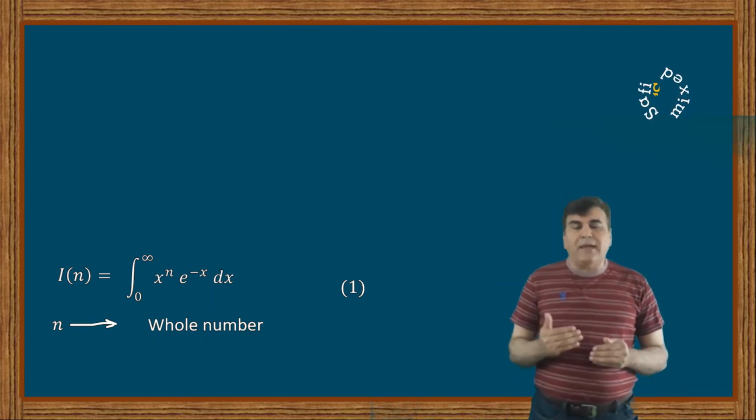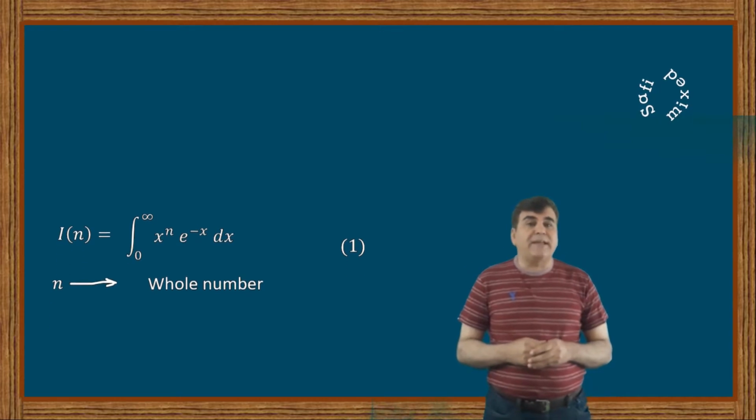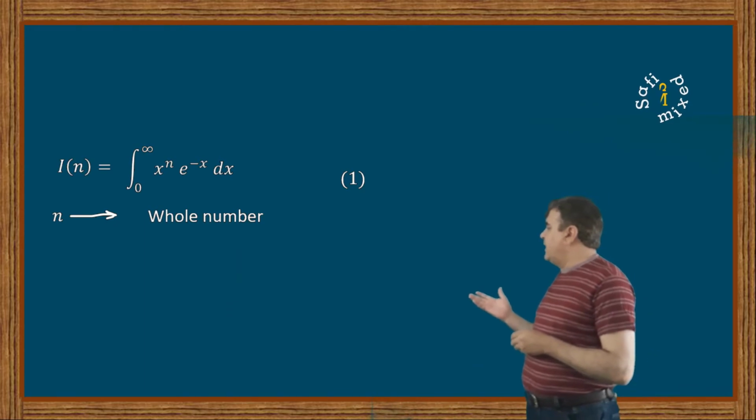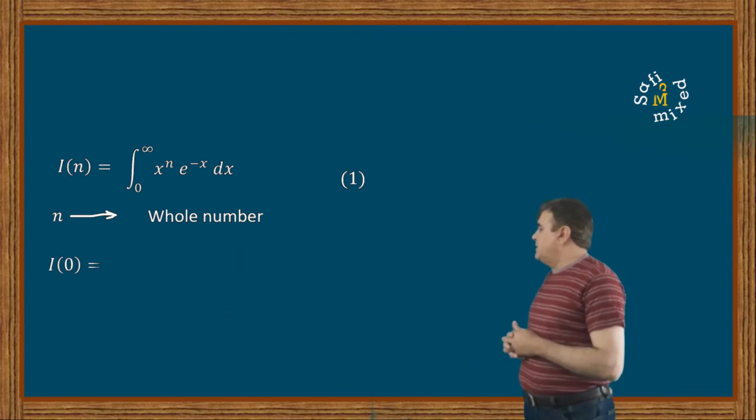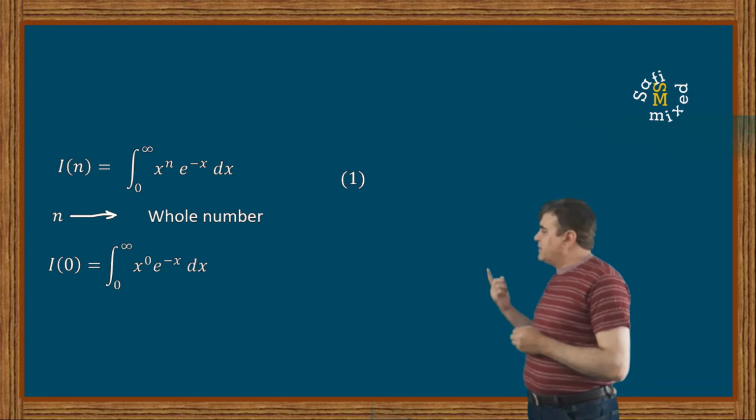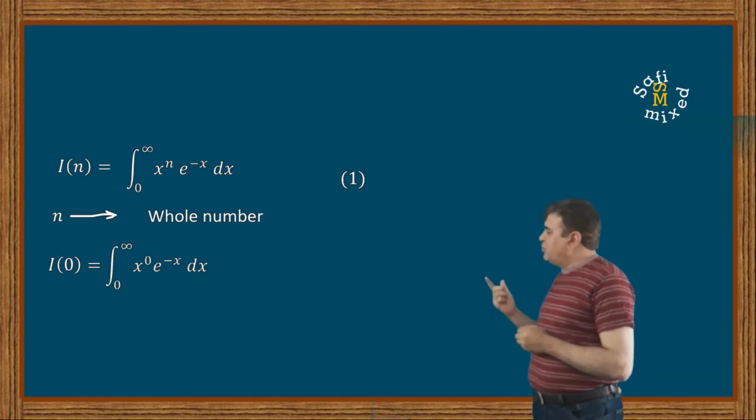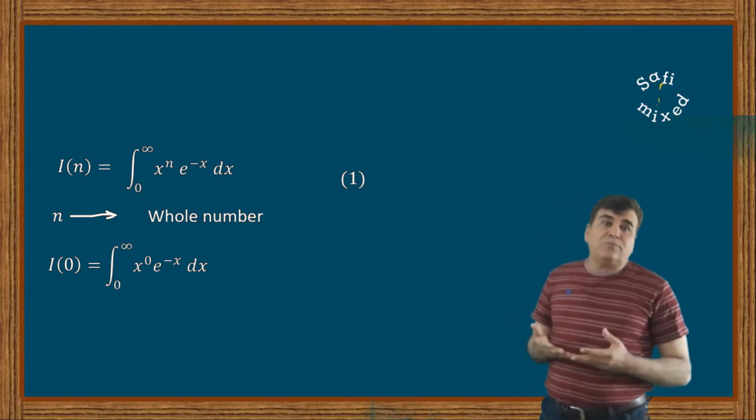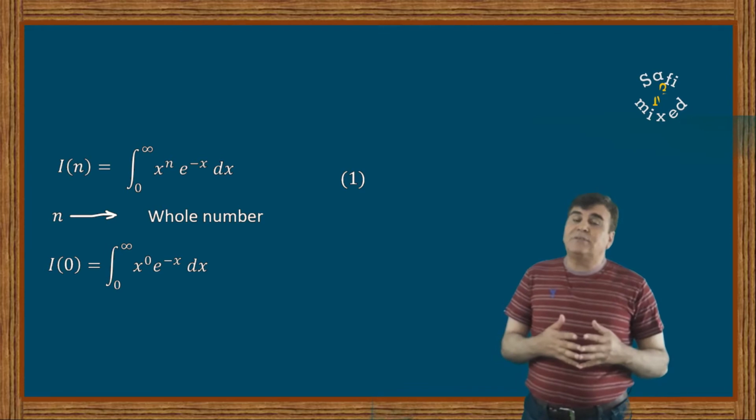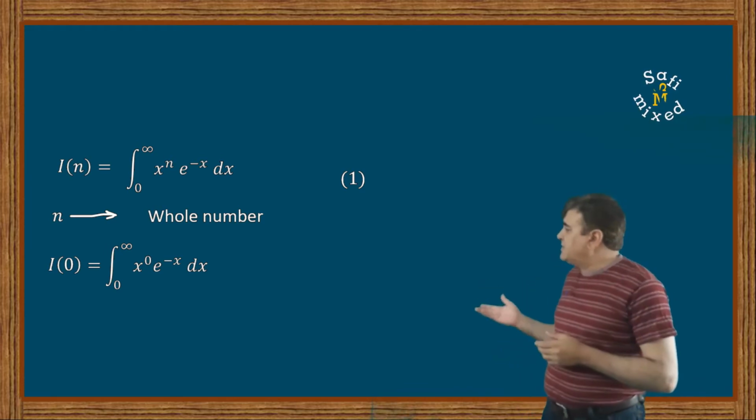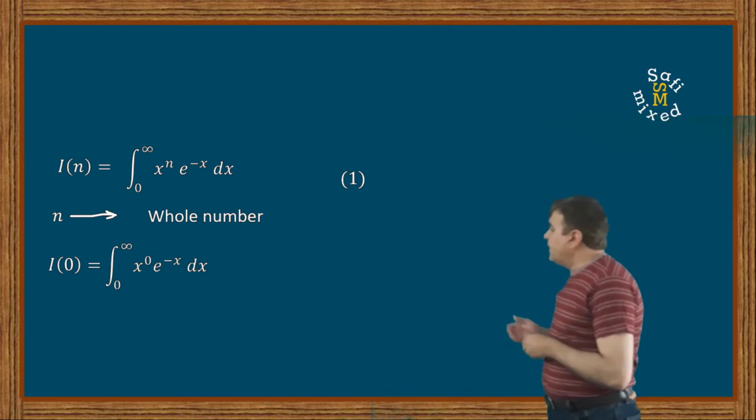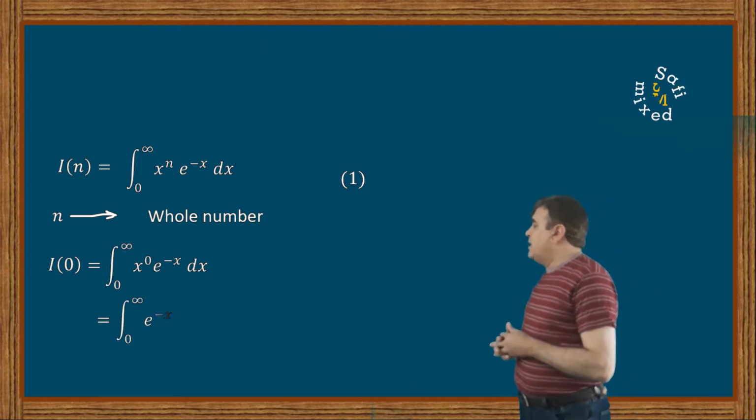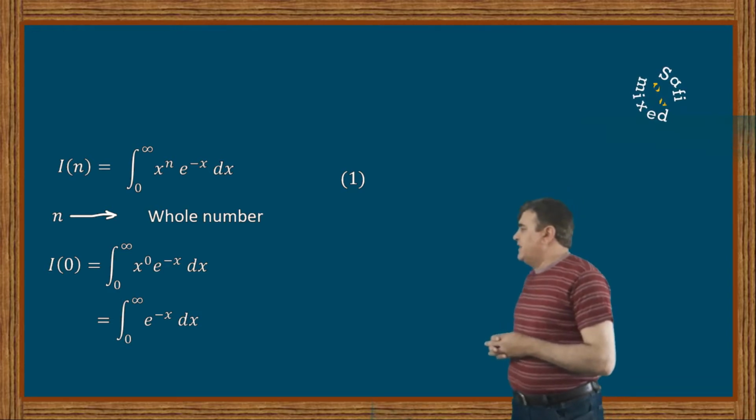So let us begin by solving this integral for n equals 0. In that case, it is straightforward to write the integral as I of 0 equal to integral from 0 to infinity x raised to the power 0 exponent of minus x dx, and everything raised to the power 0 obviously equals 1. Therefore, setting x raised to the power 0 equal to 1, I can rewrite the integral in the form 0 to infinity exponent minus x dx.